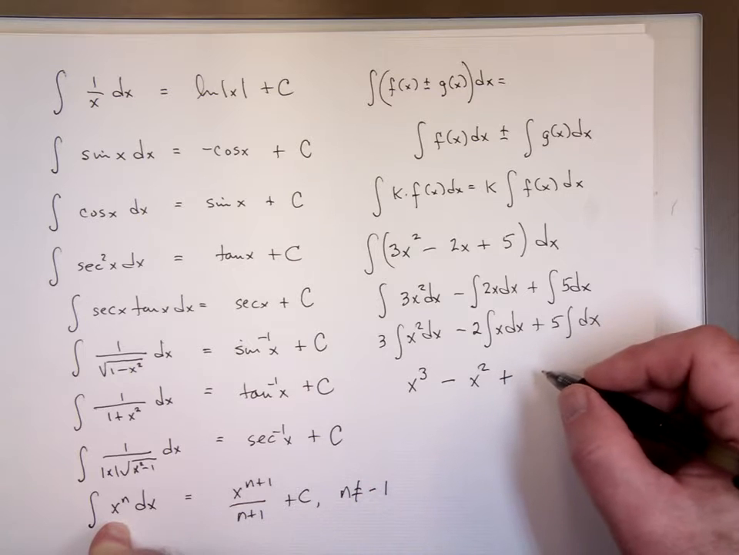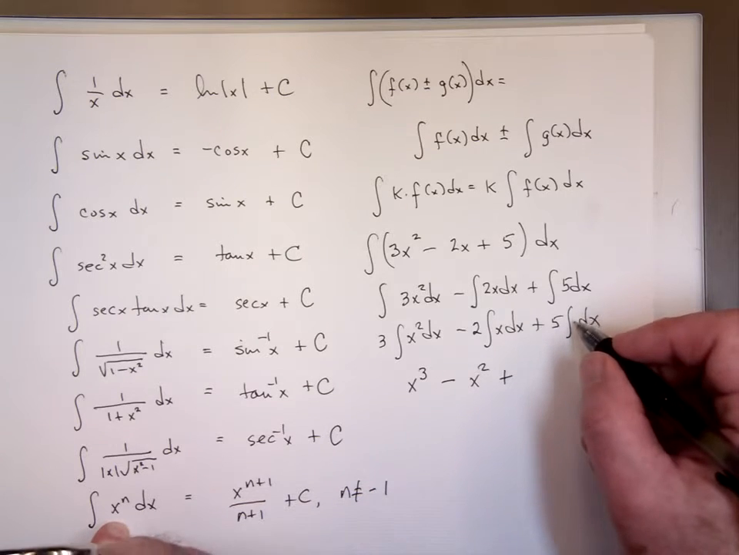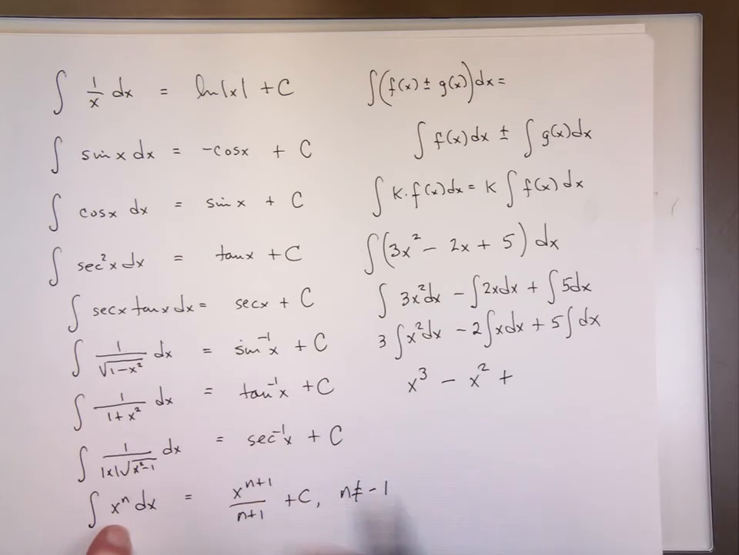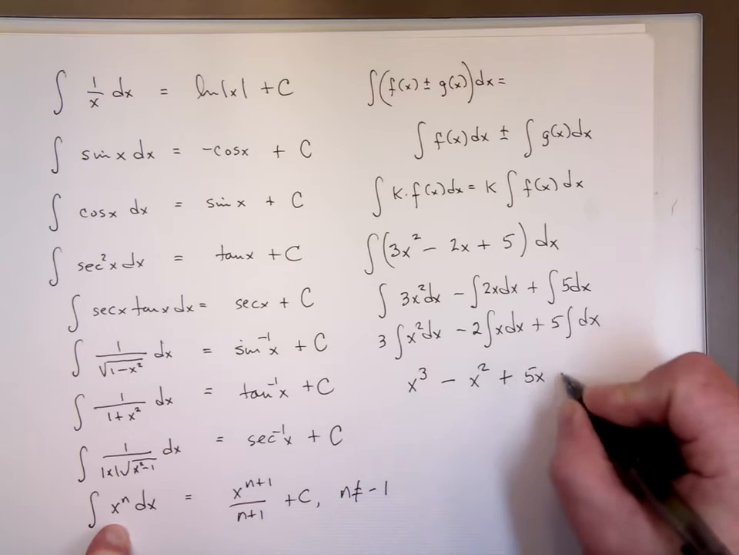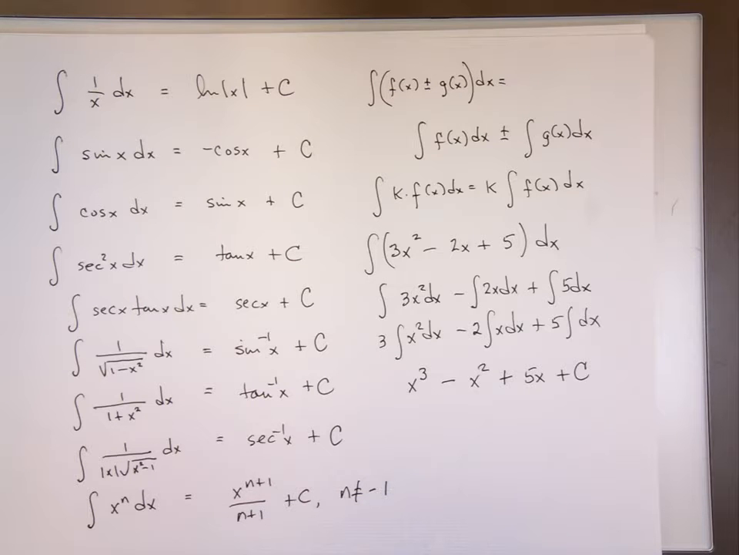You could think of this as x to the 0 power inside here, 1, and x to the first over 1, and apply this x to the n form. You get x plus C. Okay? Anybody else set on that? Wow, pretty cool. All right, good.